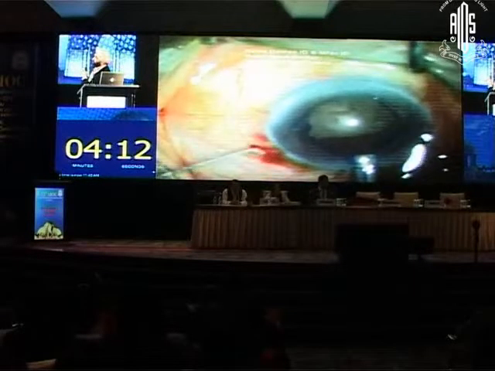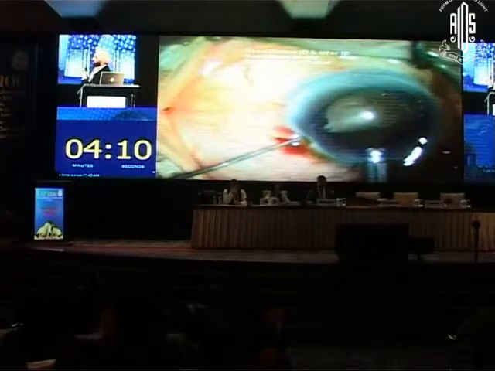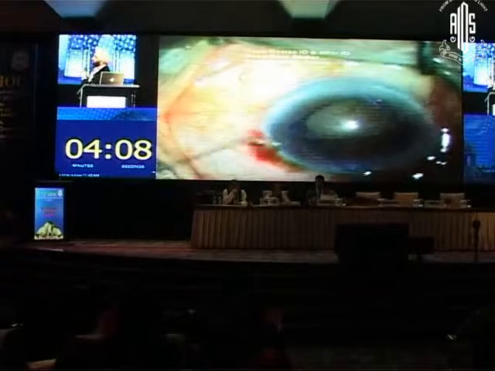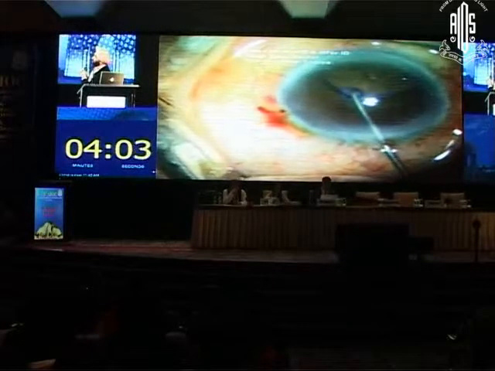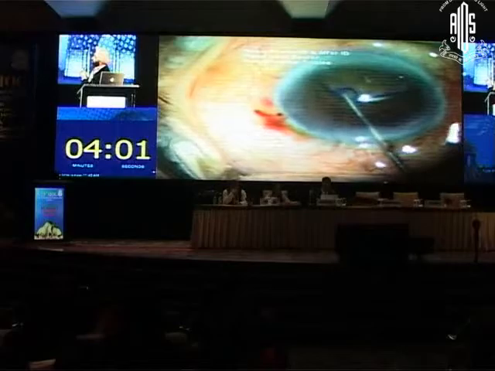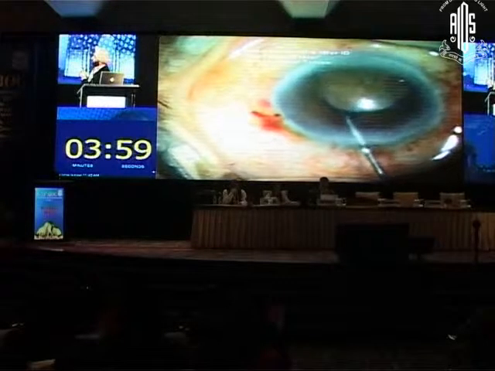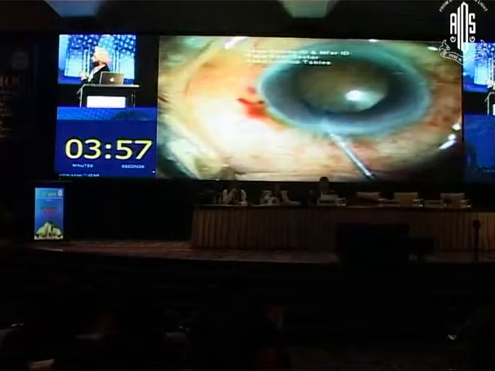Now we go ahead, use the second hand. This is the iris hook that we have. We go ahead and use this, and there we are. We can put in the Malugan ring, and this gets completed.